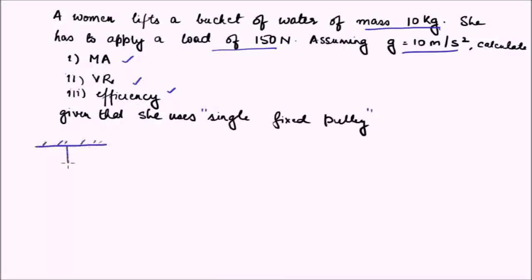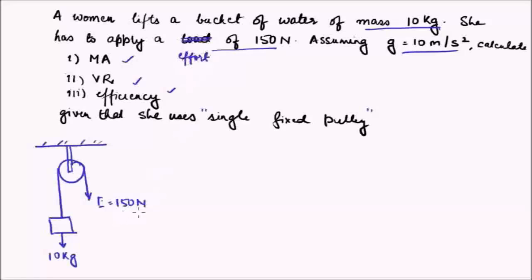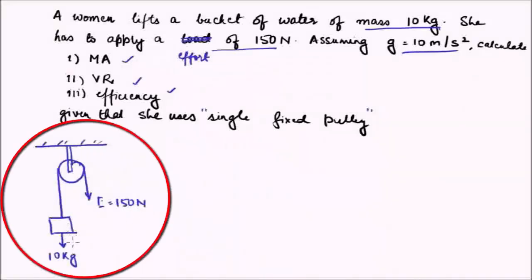This will be my pulley system, and here will be the load, which is 10 kg acting downwards, and here I will apply an effort of 150 Newton. So the effort is 150 Newton, the load is 10 kg, and this is the single pulley system.